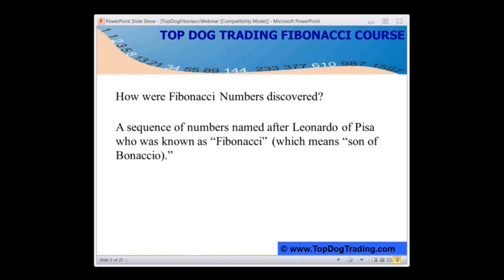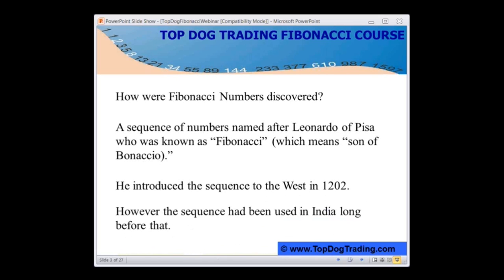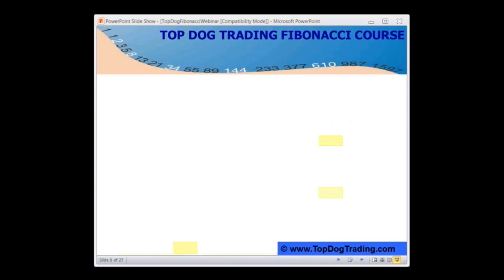The sequence of numbers is named after a man, Leonardo of Pisa, who was also known as Fibonacci, which means son of Bonnocchio. Back in the days of yore, people were often referred to by their father's name. He introduced the sequence to the West in 1202. However, like a lot of things, the sequence had already been used in India long before that. So they had already been aware of the sequence, but he introduced it to the West, and so at least in the Western Hemisphere, it's been named after him, which is fine. He made a great contribution, and it's used in many things, way more things than trading.